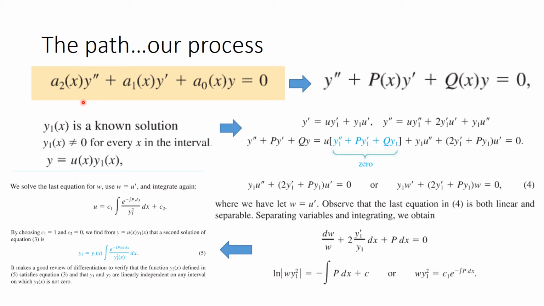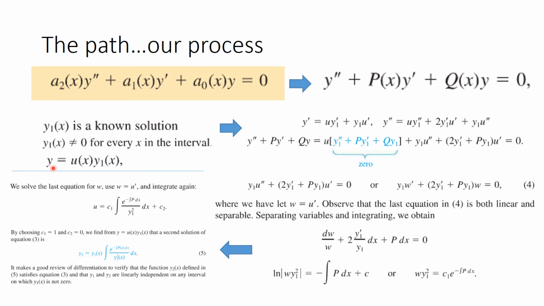Anyway, here we go. So we start with something that has variable coefficients, a homogeneous linear second order differential equation, and we do what we always do. We divide all the way through by a2 to put it into this form. We're going to assume we know a y1 that is a known solution to this equation, and that it does not equal 0 for every x in the interval. This is an important detail that we will need later.